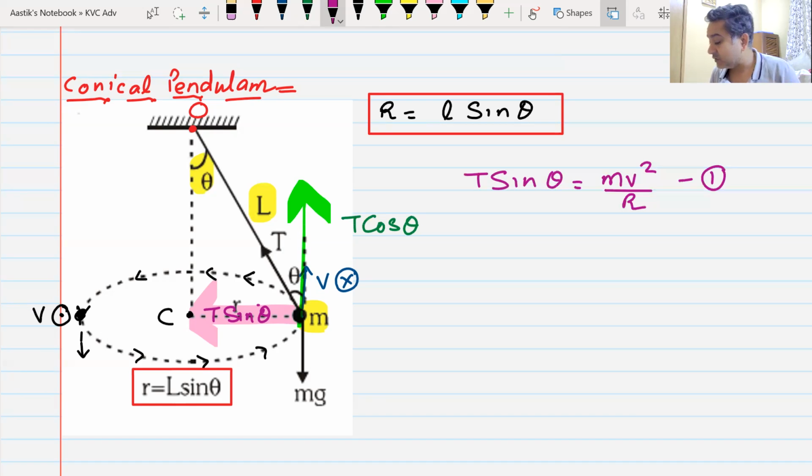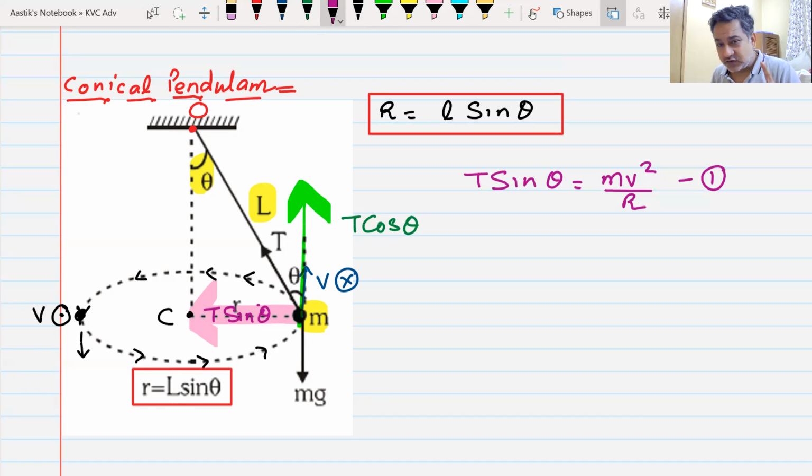T sine theta is mv square by r. This is the equation along the centripetal direction. Now along the tangential direction, which is into the plane of the board, no force is acting over there, so you don't have to make any equation. Then what is the third equation that you are going to make?